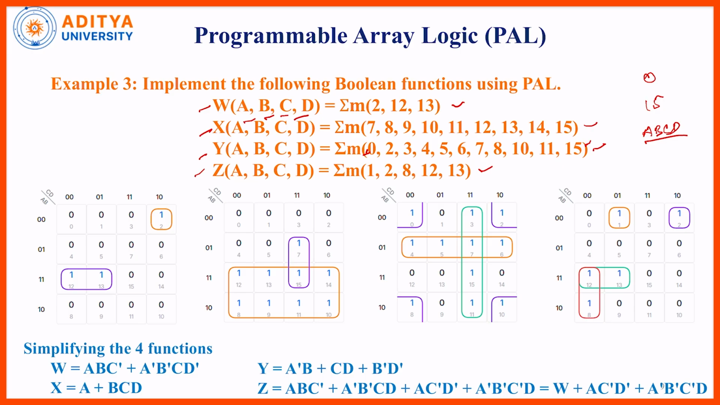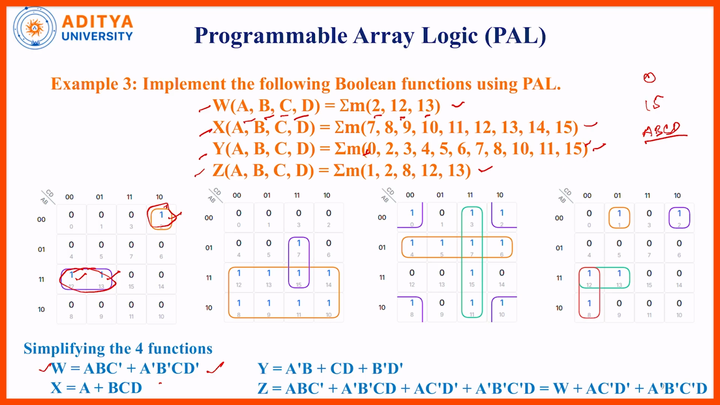Now with the help of K-map, if we observe, 2, 12, 13 are the terms. In place of 2 we have to place 1, in place of 12 we have to place 1, in place of 13 we have to place 1, and by solving with the help of K-map, we have to group the 12 and 13, and this single one has no grouping, it is singular. The simplified equation is A B C bar plus A bar B bar C D bar. So this is the final optimized equation for W, that means the simplified equation.